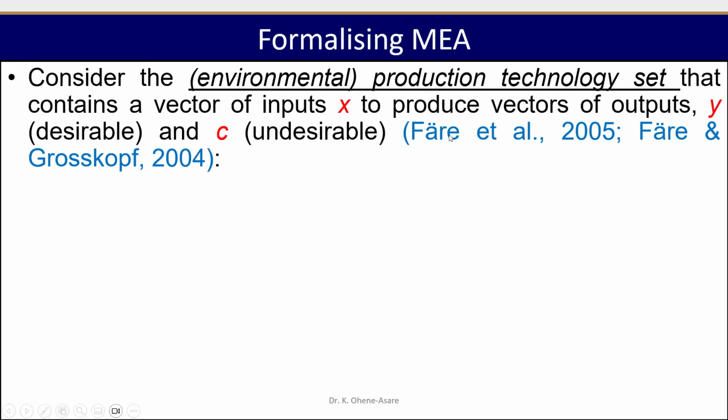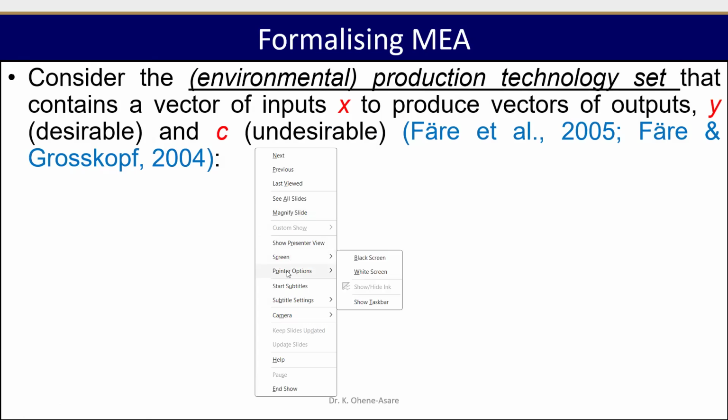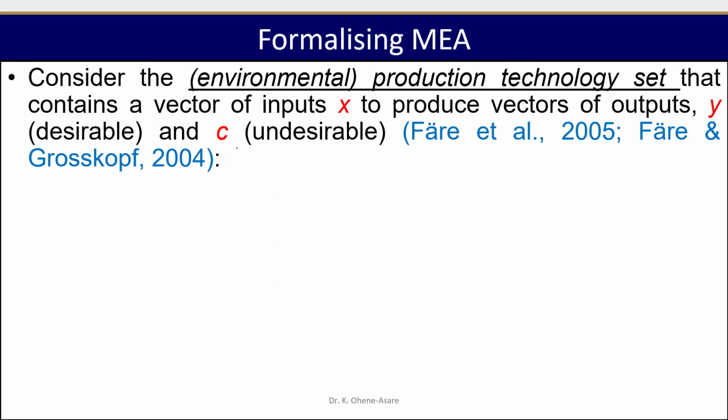Okay. Let's look at a production function. But this one, we want to call it an environmental production function. Why environmental? Because we are going to consider a bad output. Another word for bad output is undesirable, as you can see here. So we're going to consider this undesirable output here called bad output. Of course, yes, Ken.